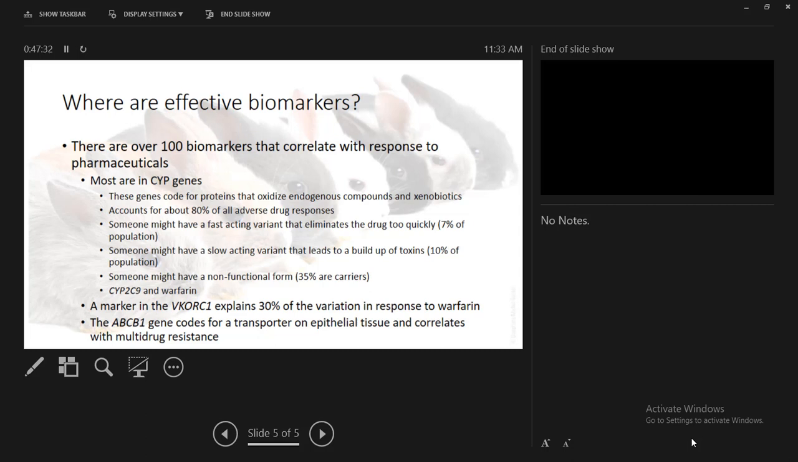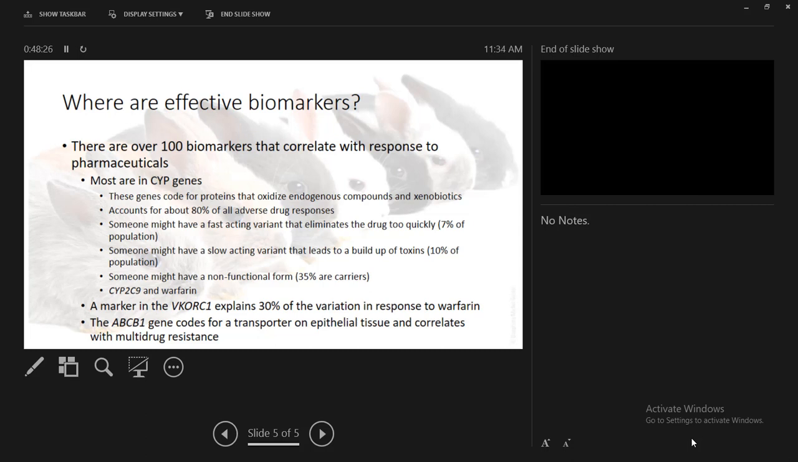I feel no sympathy. So the individual might have a slow-acting variant that metabolizes the drug way too slowly, and so you get the drug building up. And when drugs build up, they end up in tissues that they shouldn't be in, which then creates unnecessary and unwanted effects. Okay? And then someone might have a non-functional form. 35% of humans, this is estimated, are a carrier for a non-functional version of this gene. If you had 2 non-functional versions of this gene, you probably would not survive, because you would build up all of this metabolic waste that you normally do a good job of destroying. But if you are a carrier for it, you're probably going to see some kind of change in how you metabolize the drug.